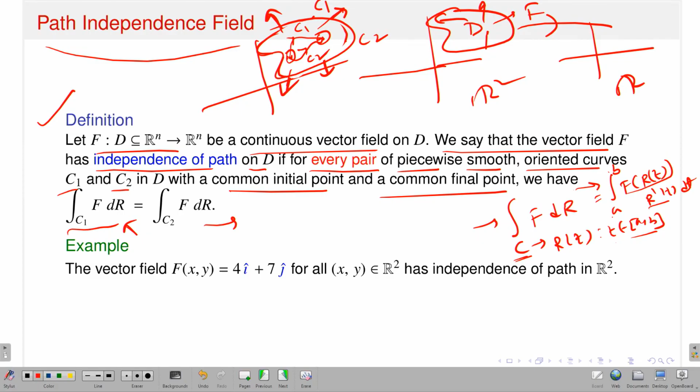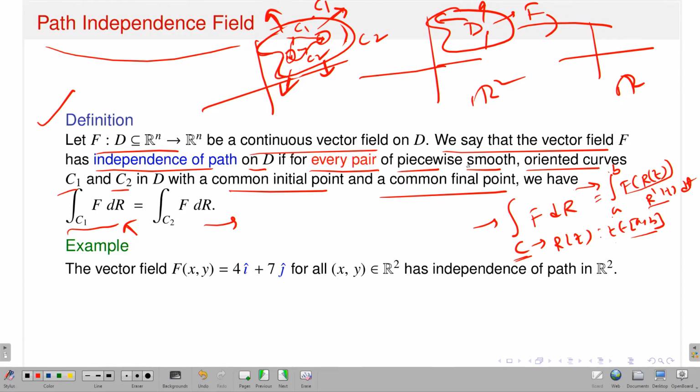If this is the case, then what I want is that the integration over C1 of f dr is exactly equal to the integration over C2 of f dr. So, that means it is independent. Whatever path I take with the same initial point and the same final point, the integration will remain unchanged. It does not matter which path I am actually integrating along.